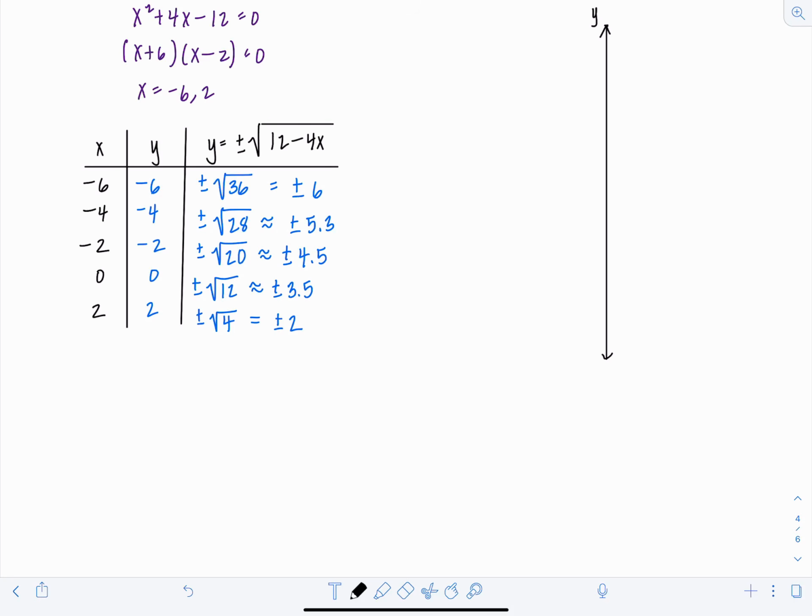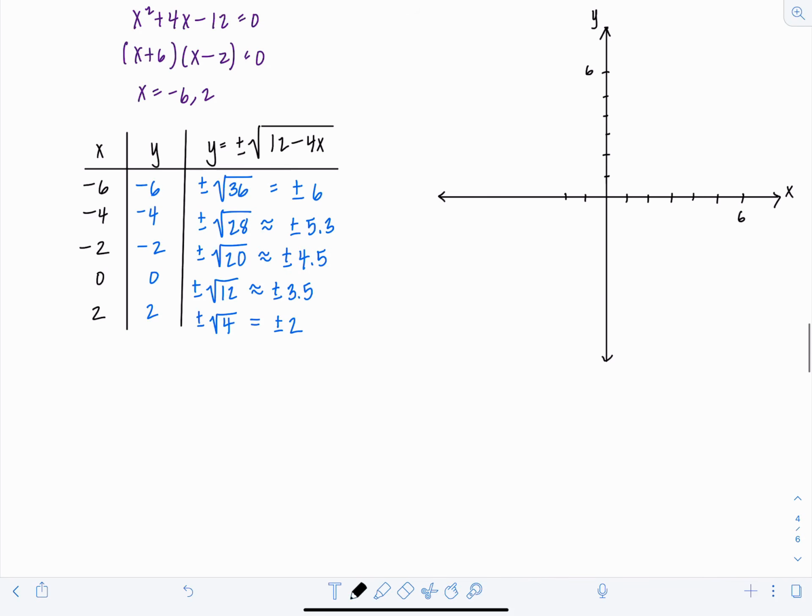Get in the habit of always labeling your axes, because before you know it, they're not always going to be x and y. Here's x. So 1, 2, 3, 4, 5, 6. 1, 2, 3, 4, 5, 6. 1, 2, 3, 4, 5, 6. Looks good. 1, 2, 3, 4, 5, 6.